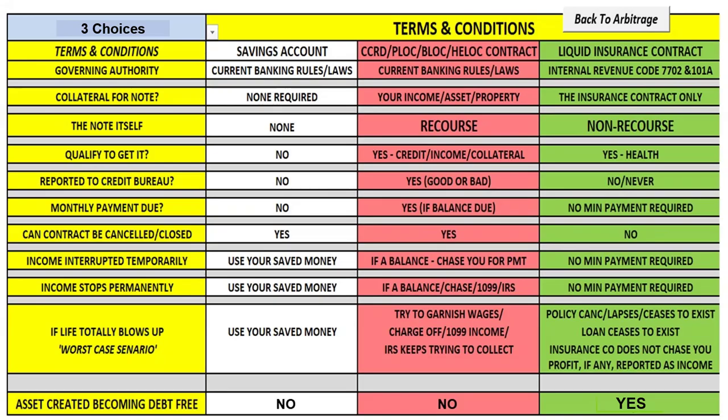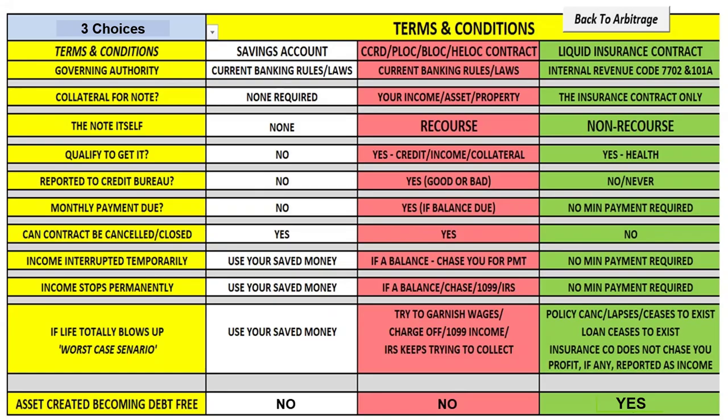I always look at it from 180-degree perspectives on the spectrum: worst case and best case scenario. Best case scenario, if you use your savings account as an offset, you become debt-free in a fraction of the time. Great. You've done what you needed to do. However, you cannot create an asset from becoming debt-free using a savings account. It is a single use case of money. What is the opposite? What if life totally blows up? It's your money. Nobody's coming after you. You didn't do anything. You don't owe anybody.